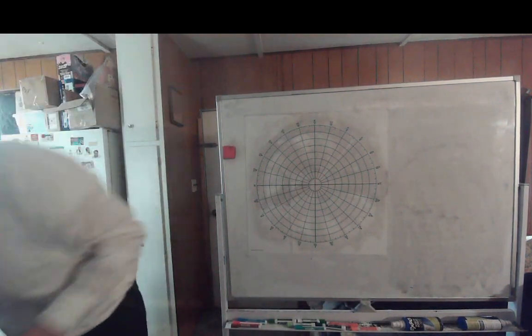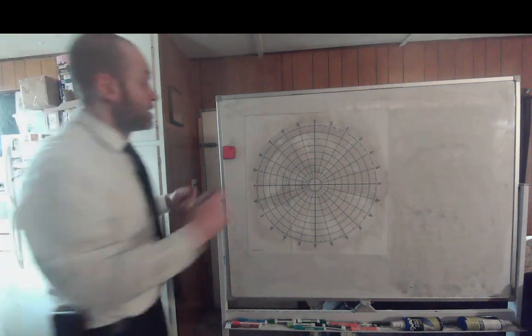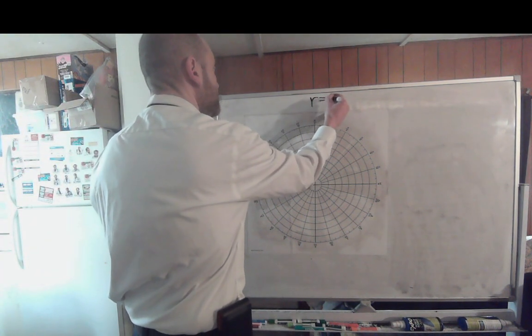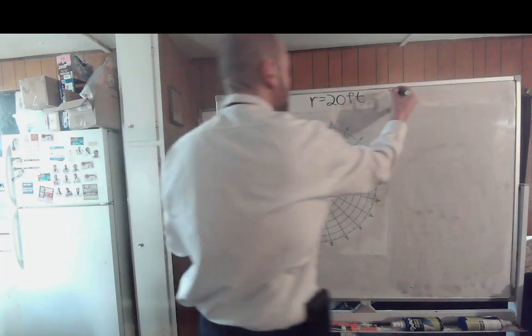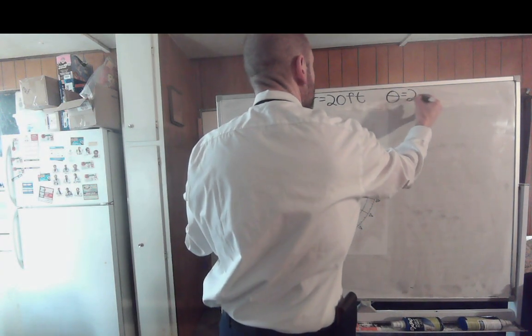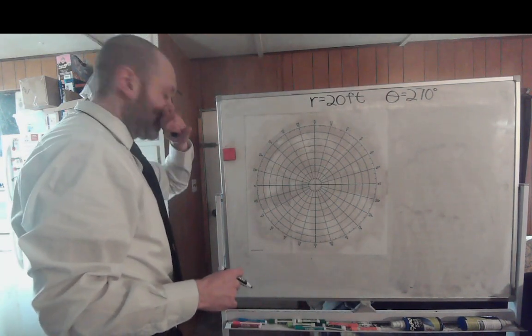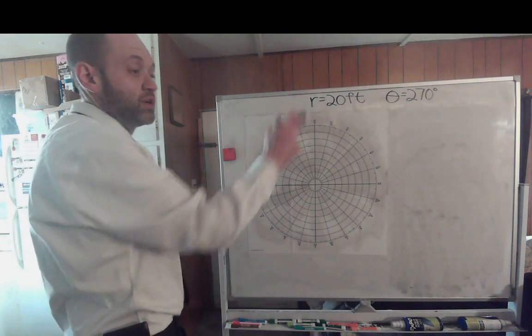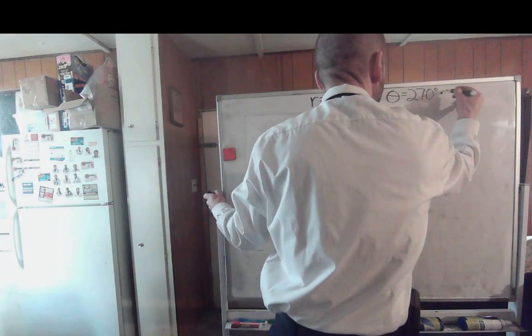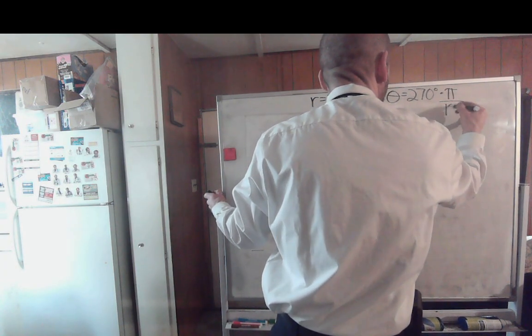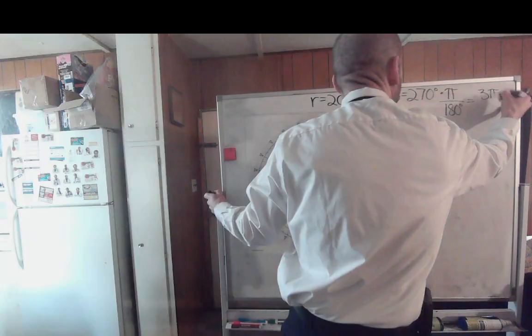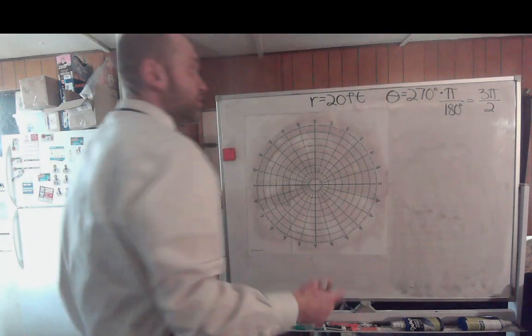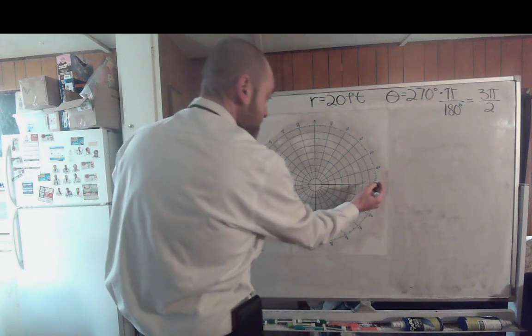All right. Big one. So we have a radius of 20 feet. My theta equals 270 degrees. So that's going to be a big area and a big arc length. Let's convert that 270 into radians. So this would be times pi over 180, which would give me 3 pi over 2. So my theta is equal to 3 pi over 2 in radians.